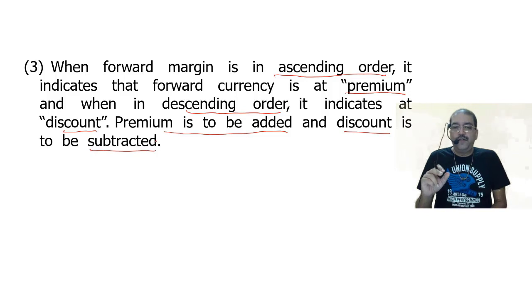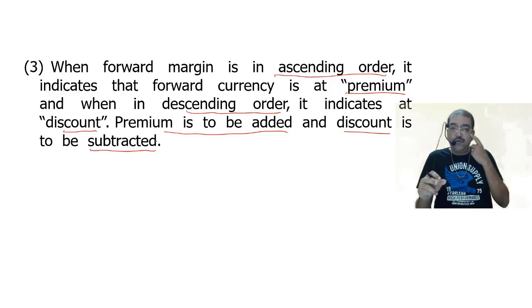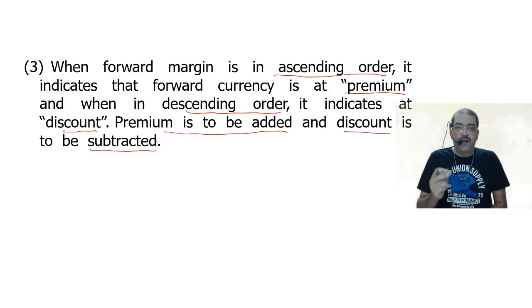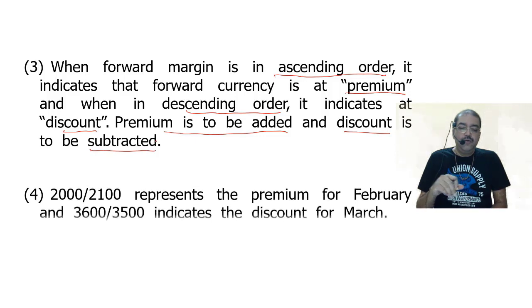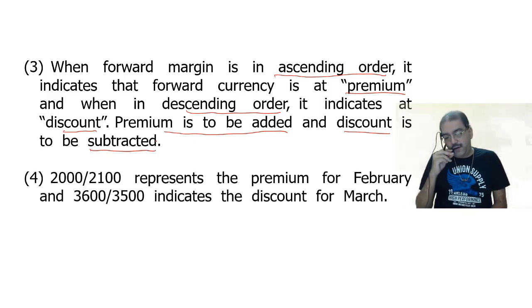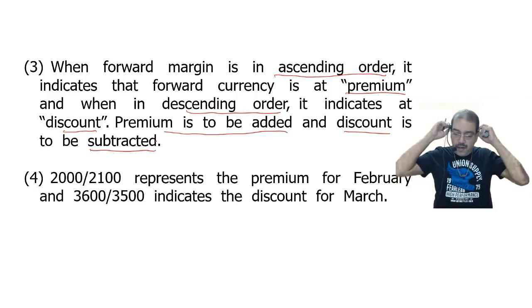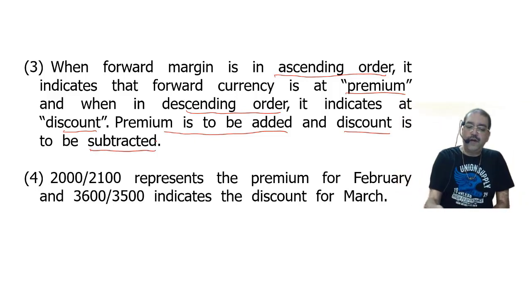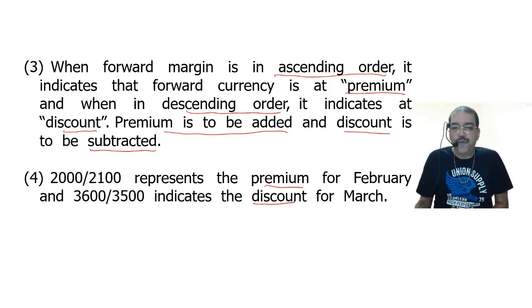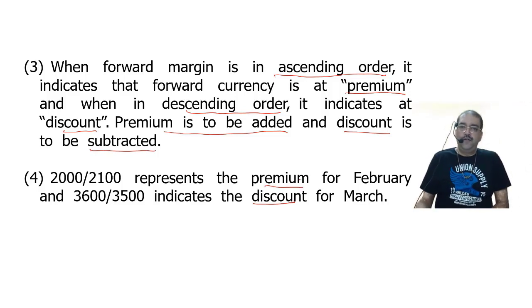So if it is in an ascending order, then it is at premium. If it is in a descending order, it is at discount. If it is premium, then you have to add it to the existing spot rate. If it is a discount, then you have to subtract it from the existing spot rate. 2000 by 2100, increasing order. Okay, it represents the premium for February, and 3600 to 3500 indicates the discount for March. So February is at premium and March rate is at discount.